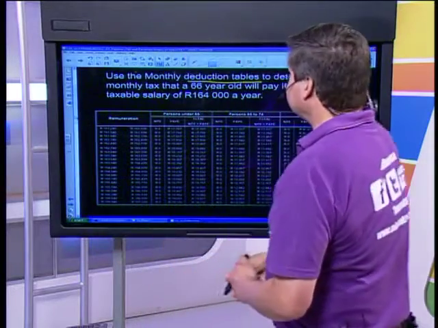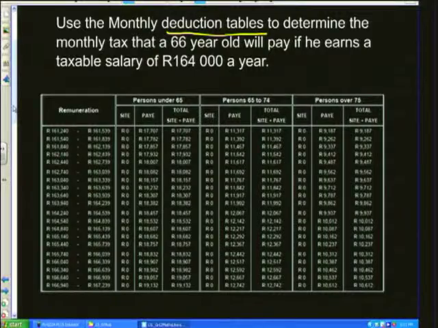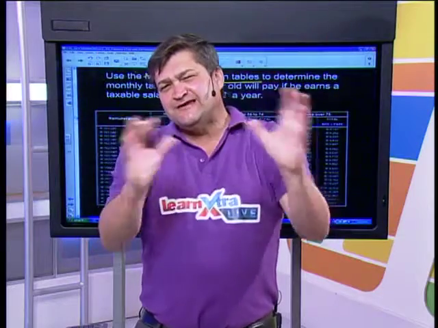Let's have a look at this question. Use a monthly deduction table, or in this case, this is the annual deduction table, so it shouldn't say monthly. The annual deduction table to determine the monthly tax or the annual tax that a 66-year-old will pay if he earns a taxable salary of 164,000 Rand a year. So yeah, we have a dear old soul, 66 years old, and they are earning an annual taxable salary of 164,000 Rand. How much tax are they going to pay?